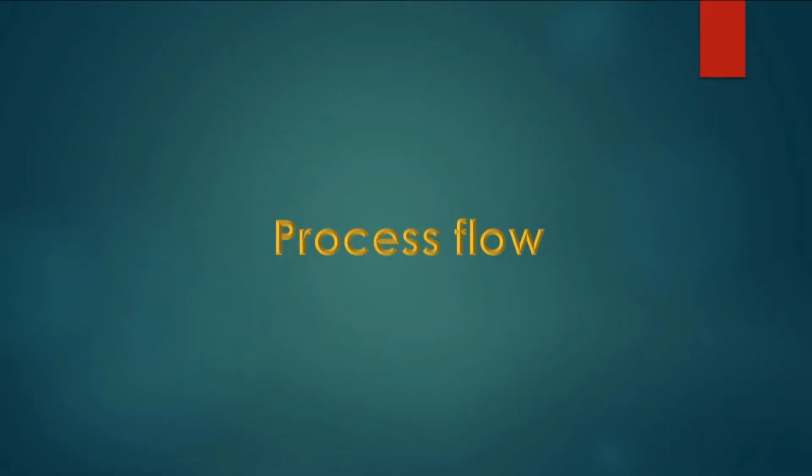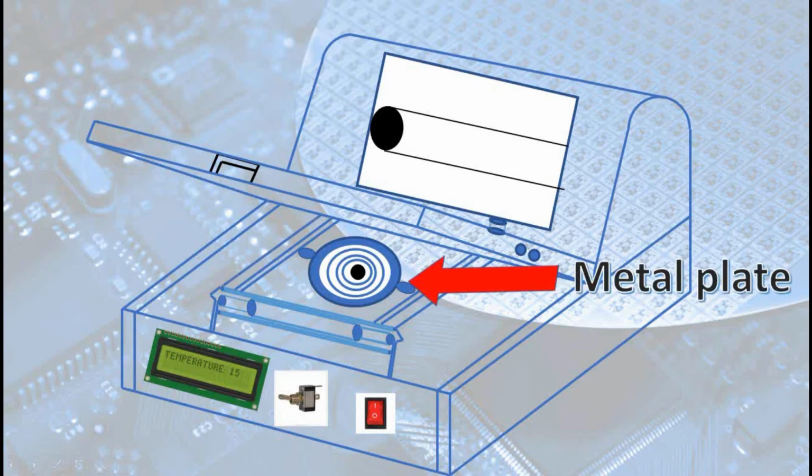Okay, for the process flow, we have the metal plate. The metal plate that we use to place the wafer is made of metal so that it will hold the wafer strongly.